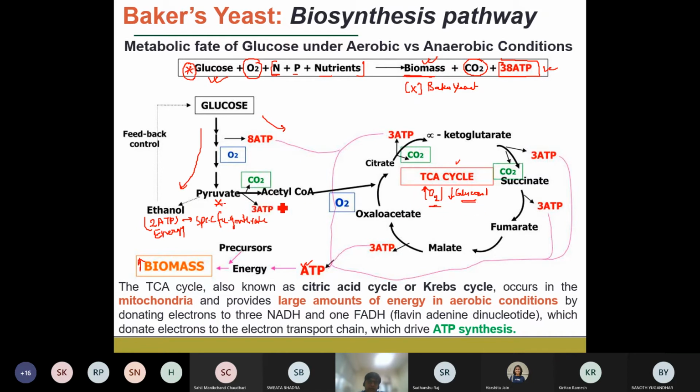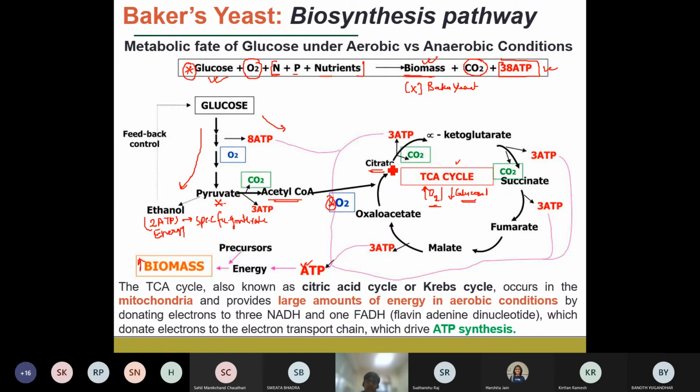What happens? Pyruvate is converted to acetyl CoA. Okay, and this acetyl CoA enters into the TCA cycle only in the presence of an oxygenated environment, and so this acetyl CoA is converted into citrate. So this citrate is nothing but a derivative also used for citric acid.